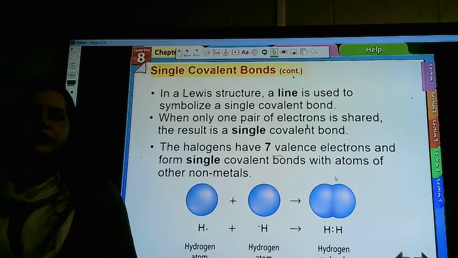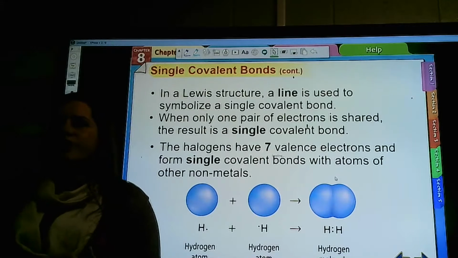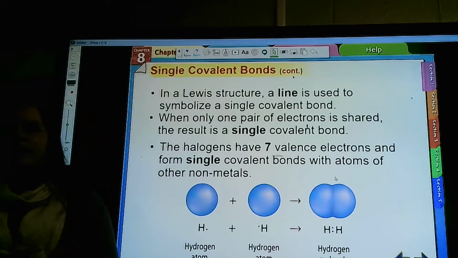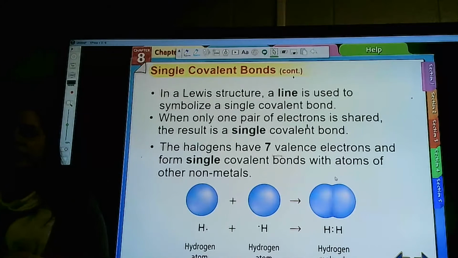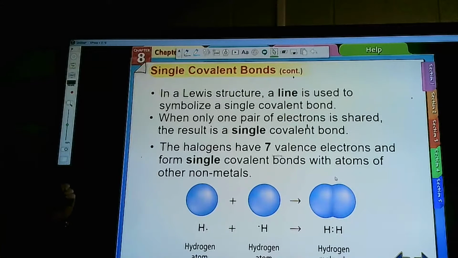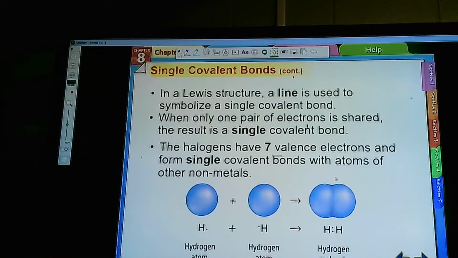Tomorrow we're going to start drawing Lewis structures. When we draw a Lewis structure, we're showing 2 or more of these atoms that are bonded together, sharing their electrons. The way that we do that is we draw a single line for every pair of electrons that are being shared between them. So 1 line is equal to 2 valence electrons. If we draw only a single line, we call it a single covalent bond. The halogens group, since they have 7 valence electrons, tend to form these single covalent bonds a lot.